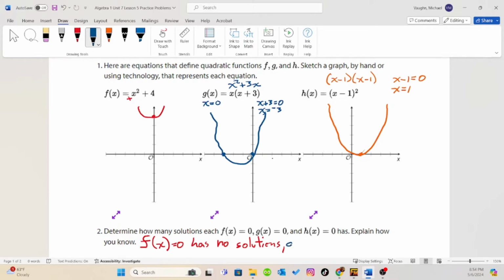Next, we have g of x equals 0. We can see that it crosses the x-axis at negative 3 and the origin. So g of x equals 0 has 2 solutions. And finally, h of x equals 0.